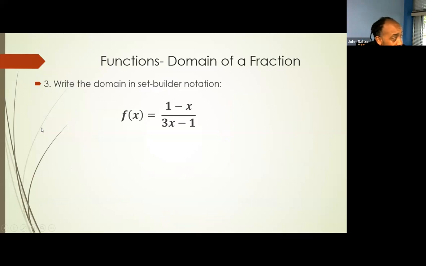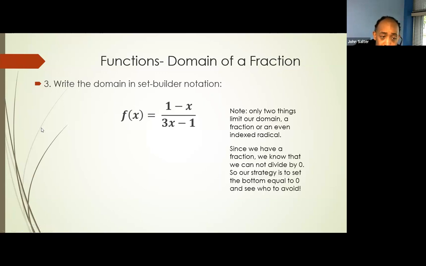A lot of times, depending on the function, it's just all real numbers from -infinity to +infinity. There are some exceptions, and fractions have some of those exceptions in there, okay? Only two things limit our domain, a fraction or an even index radical. When it comes to a fraction, we cannot divide by 0. I cannot take something and make it into nothing. So our strategy is to find out where that denominator will equal 0, because again, it exists everywhere else.